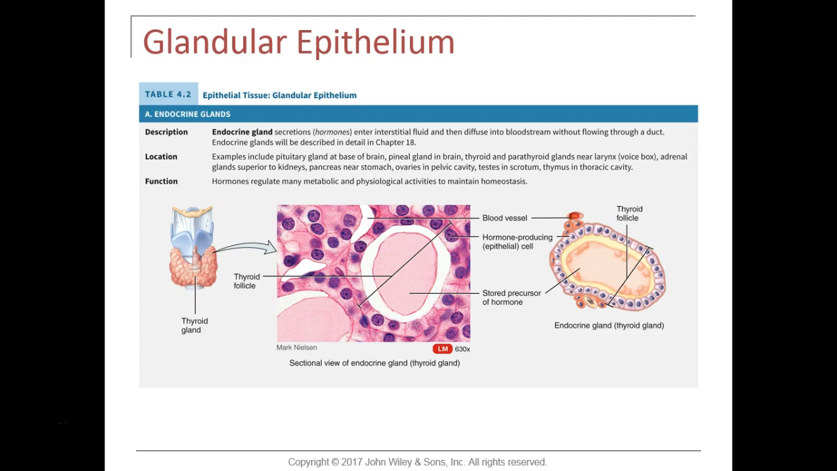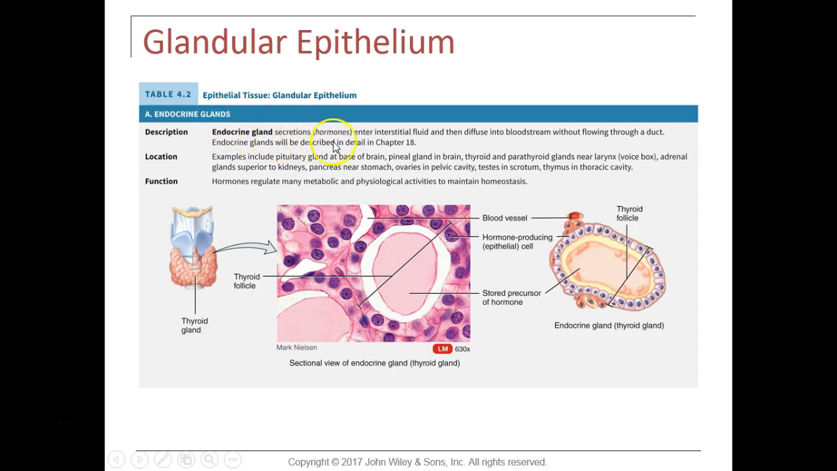In chapter 18, when we get to A&P2, we're going to cover all of the glands that are considered to be endocrine glands. All of the endocrine glands, which are made of epithelial cells. You see them all here in this picture. This happens to be a cross-section through the thyroid gland in your neck. You can see how these cells are more cuboidal in shape. So these form the thyroid gland and obviously would be involved in producing thyroid hormones.